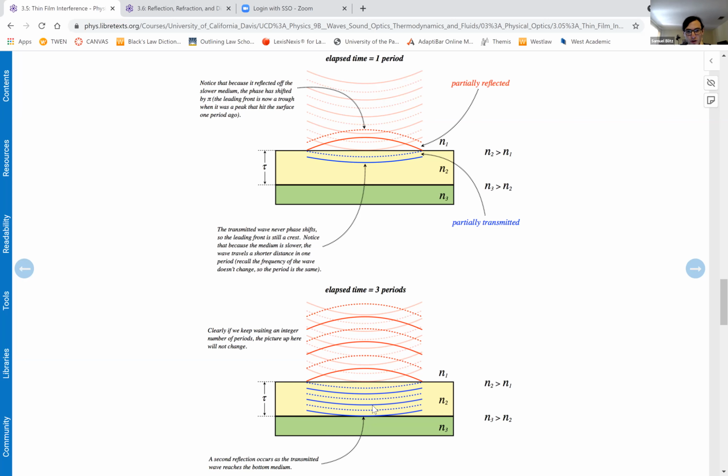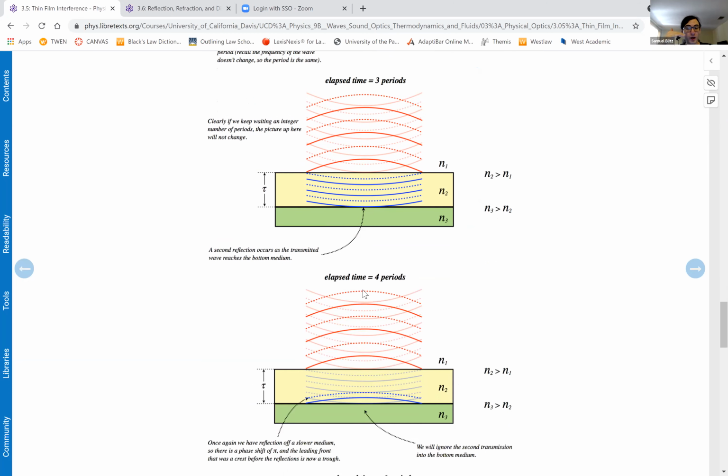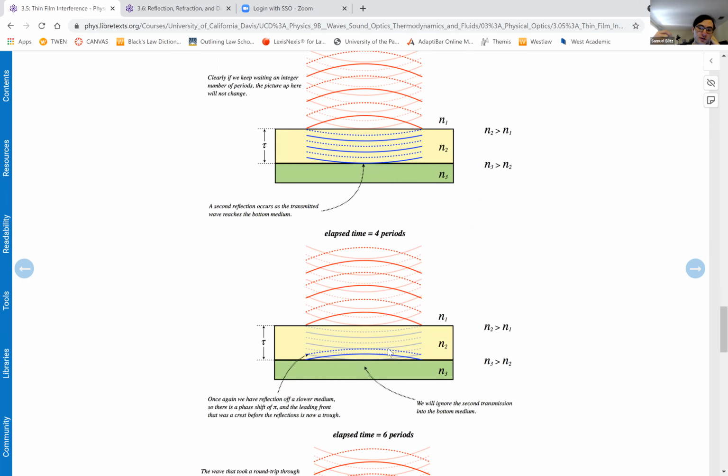So we have that the peak has moved all the way down to the bottom. That's exactly 3 wavelengths. Now it's going to reflect again off of the second interface, the bottom interface. So that wave is going to reflect, and there will be another inversion. And the reason there's another inversion is because n3, medium 3, is even slower than n2 because it has a higher index of refraction. So we get another inversion. The original wave was leading with a peak. The reflected wave is leading with a trough. So we have 2 inversions here. So this would be applying in the 2 inversion case.